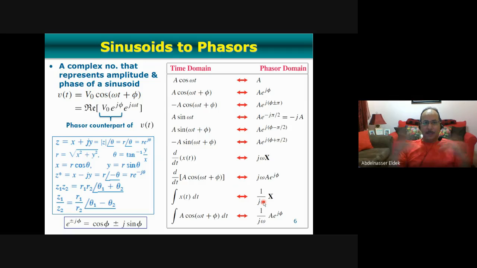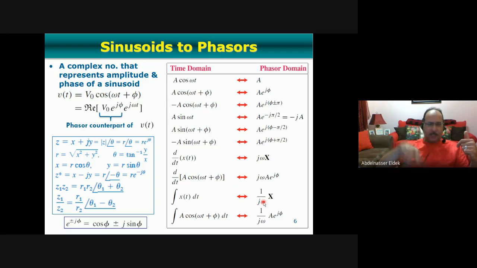So this will be similar to what? To Ohm's law. j omega L is the resistance, call it resistance here, times I. Because this has complex numbers, we call it impedance, not resistance. Resistance is always real, but here this is impedance because it has an imaginary number.